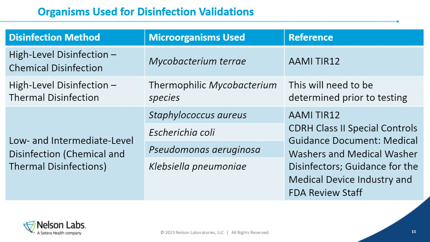And then for low-level disinfections, these are the 4 vegetative organisms that are commonly used: S. aureus, E. coli, P. aeruginosa, and K. pneumoniae. And these are referenced in that AAMI TIR 12 document, as well as the CDRH Class 2 Special Control guidance documents for washer disinfectors. They are listed in there as well.